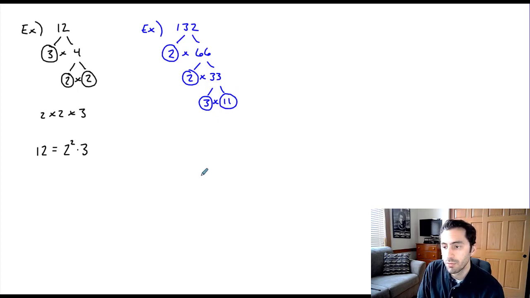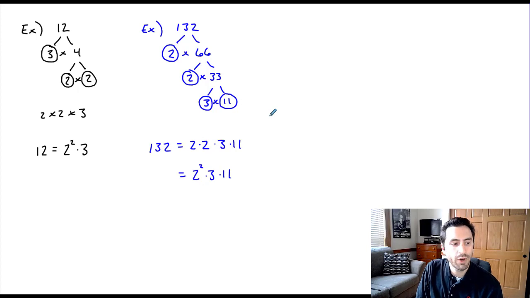So now we're done. And now we just need to list those off. So 132, this is the same as 2 times 2 times 3 times 11. Or I can write that as, there's 2 2's here, so I can write this as 2 squared times 3 times 11.